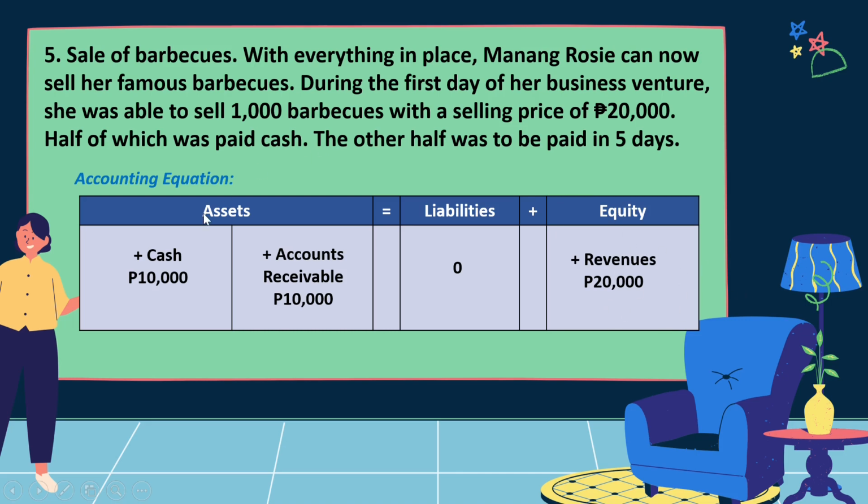Okay, so balance ang accounting equation niya. So we have assets, cash, 10,000 pesos plus accounts receivable 10,000 pesos. Total niya is 20,000 pesos. Zero liability plus revenues 20,000 is equal to 20,000. Okay, so balance ang assets niya, liabilities and equity based from this transaction.